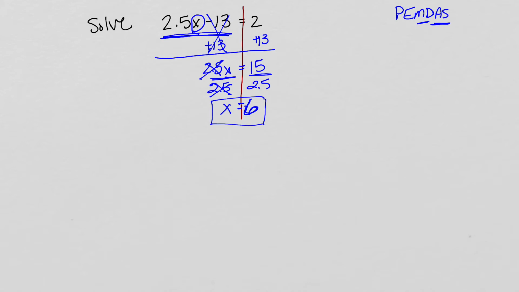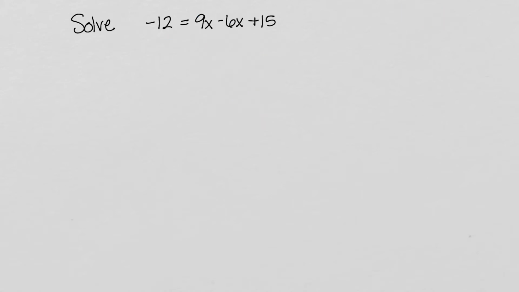Okay, let's try the next problem in the examples. This time we're solving this problem. Negative 12 equals 9x minus 6x plus 15. But notice on one side of my equal sign, I have two x's, okay? So I need to combine some like terms here, okay? I have x's and x's. So let's go ahead and just do that math. This is a subtraction symbol, so 9x minus 6x. So on the left side, it's going to stay the same. 9x minus 6x is 3x, and I still have that plus 15 on the end. The only thing I did was combine my like terms.